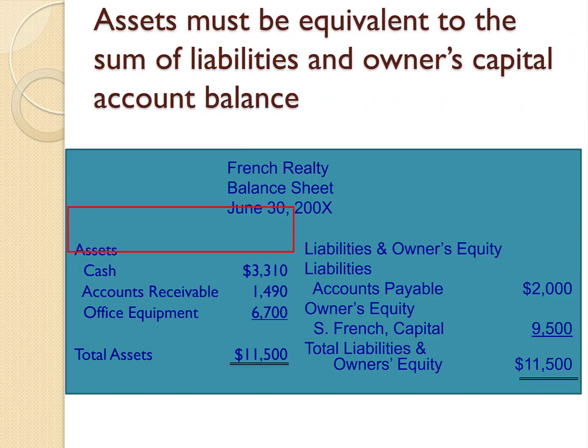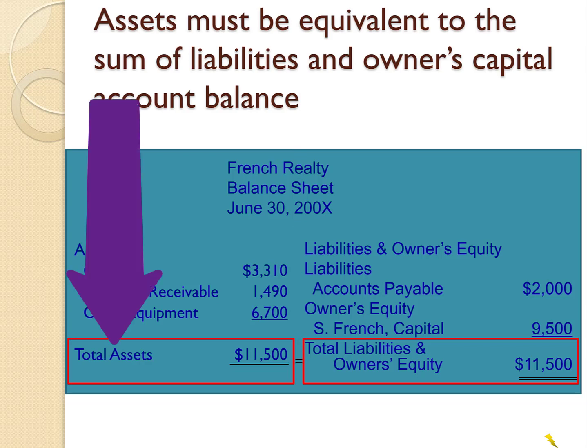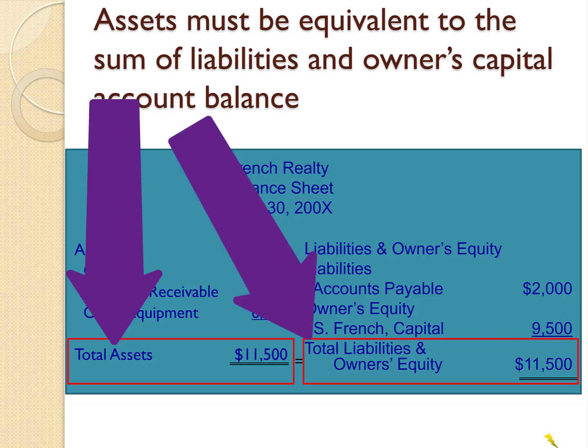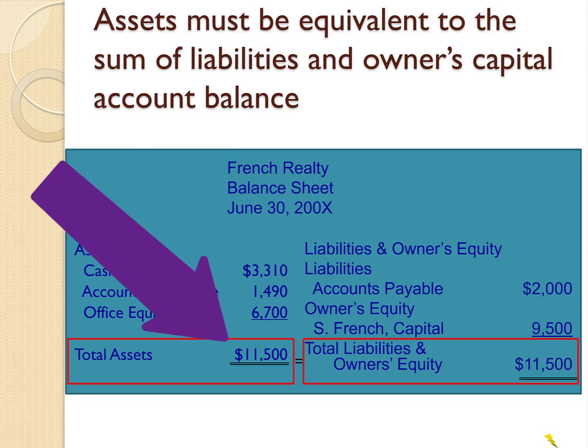And the assets must equal liabilities plus owner's equity. So that's why they call it the balance sheet. Assets, in this case $11,500, must equal total liabilities plus owner's equity. So does this balance sheet balance? Yep. Total assets $11,500. Total liabilities plus owner's equity $11,500.